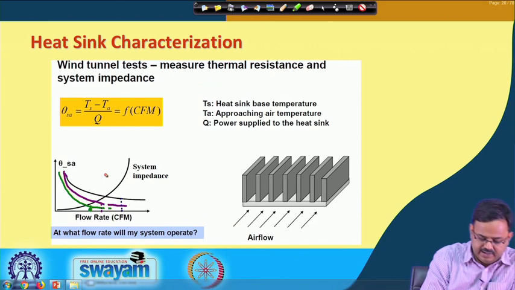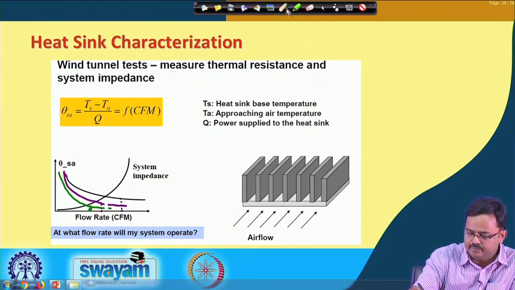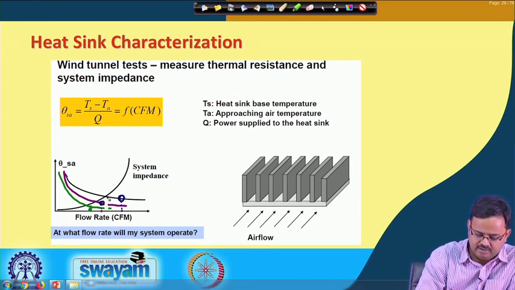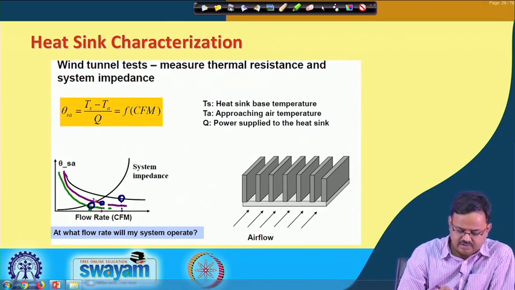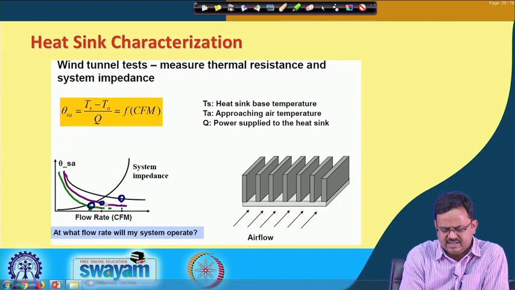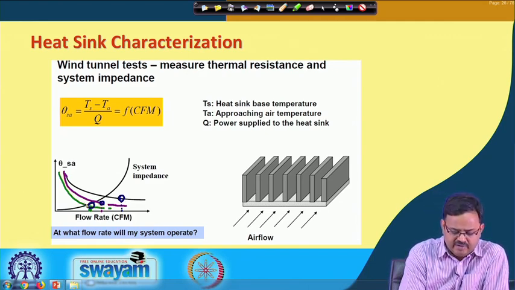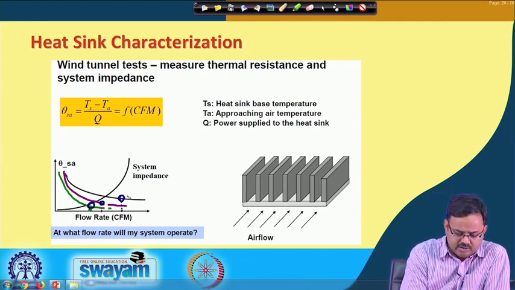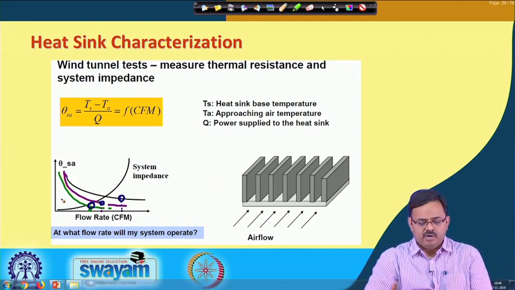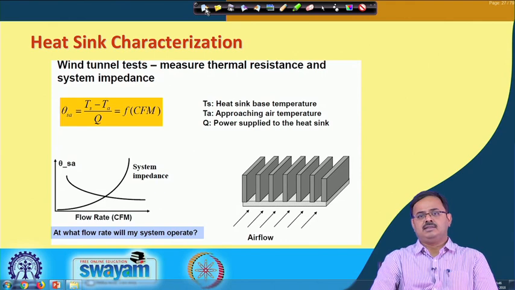Clear? So, I need to compare the thermal resistance here, this one and this one, and then is it really lower? Yes, I can still say that it is lower, but it may so happen that if this point instead of here corresponded to a much lower flow rate, then I would not have had any advantage. Clear? So, as I was saying, this is how we design a heat sink.